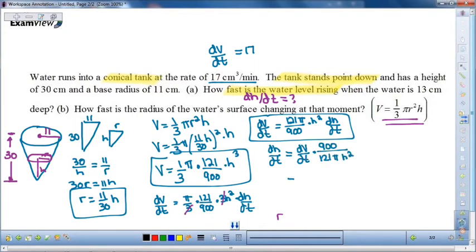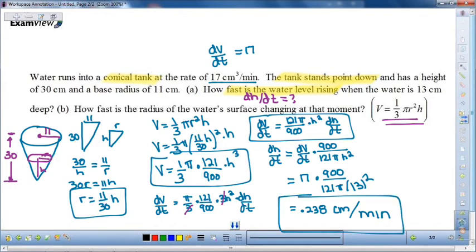Okay, so I'm going to go ahead and enter the information that I know. dV/dt is 17. And I want to find the rate of change at a specific moment in time when H is 13 centimeters. So I get 0.238 centimeters per minute.